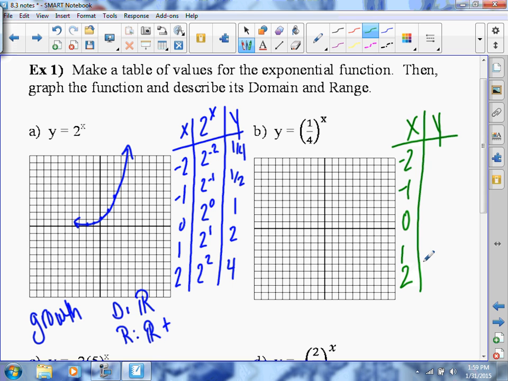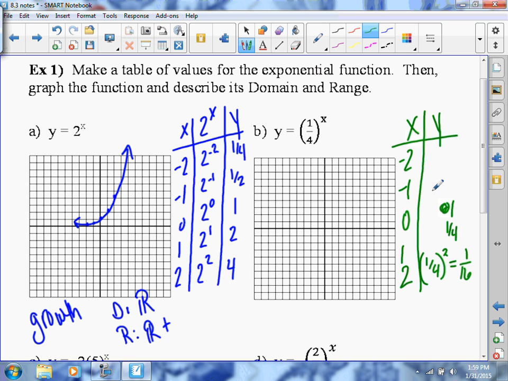So remember, when you do 1/4 squared, you're distributing that power to the numerator and the denominator. So you get 1/16. If you do 1/4 to the first power, you're just going to get 1/4. Anything to the power of 0 is 1.